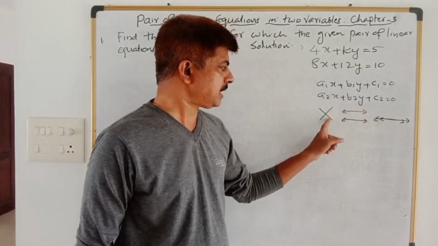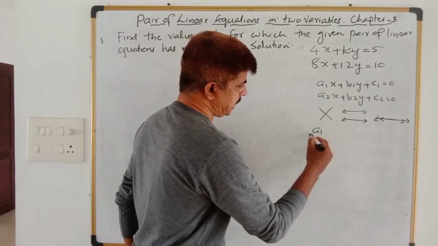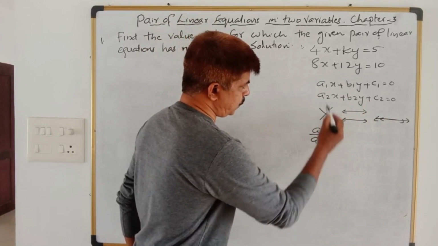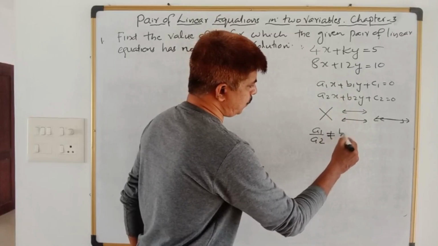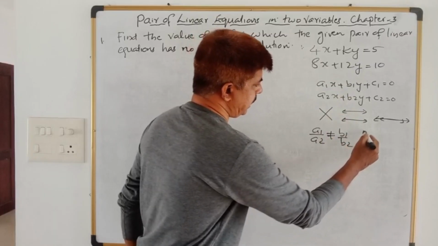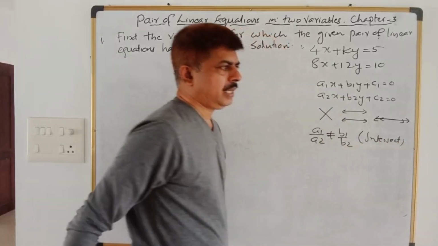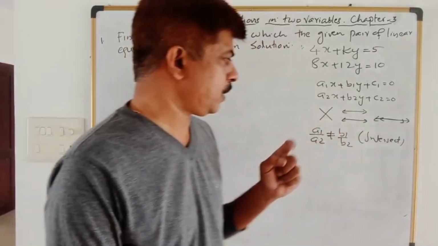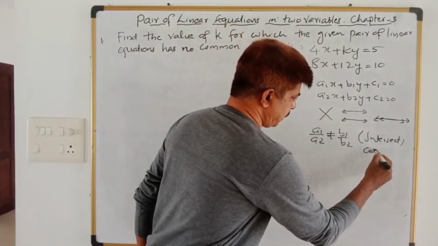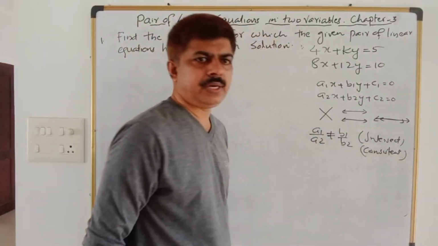If the graph intersects, what is the condition? If the graph represents two intersecting lines, we know that a1 by a2, the coefficients of x, not equal to b1 by b2 means we can say that the graph will represent two intersecting lines. Such a pair of linear equations is called a consistent pair of linear equations.